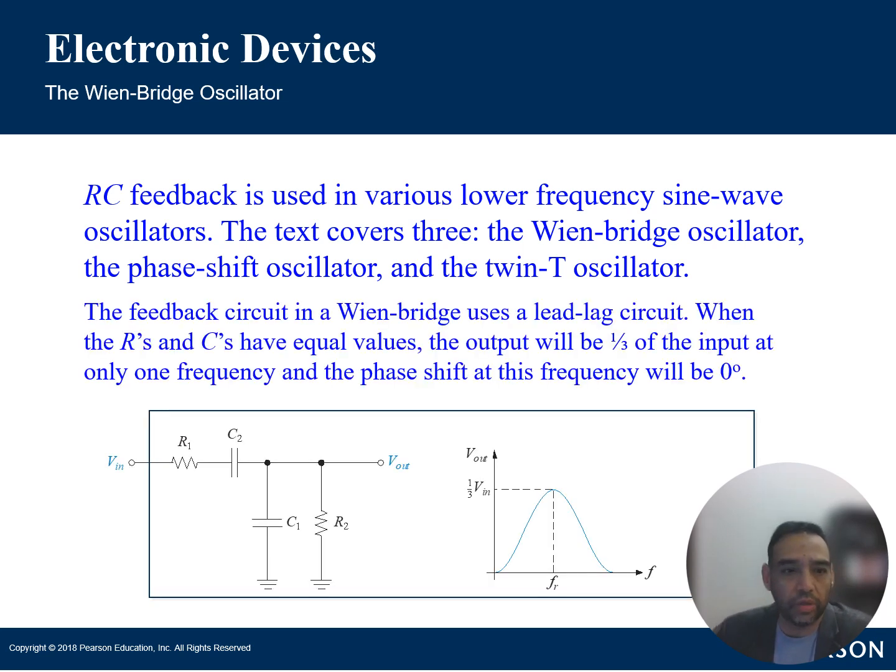Right, so here we see the Wein bridge. It uses a lead lag circuit. That means when you have the resistors and the capacitors where they have equal values, not equal to each other, but all the R's are equal and all the capacitors are equal, it says the output is going to be 1/3 of the input at only one frequency, and the phase shift at this frequency will be 0. So you'll have a 0 phase shift, and the amplitude will be 1/3 of the input. That's where R1 is equal to R2 on this side, and C1 and C2 have the same values.